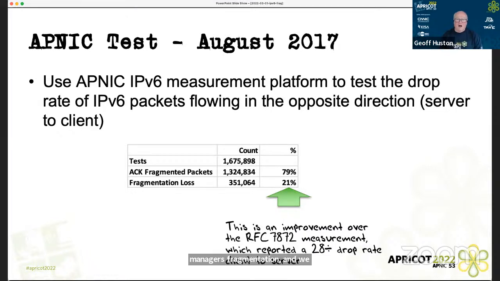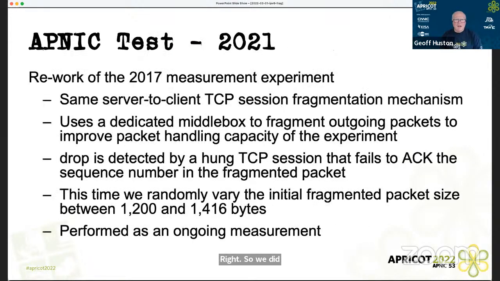And while RFC 7872 said 28% drop, we saw a 21% drop. We're going, well, 3 years have passed. Maybe we're getting better at this, maybe. But we thought we'd come back to it last year, so we did. We're using a subtly different form of experimentation now, but it's very similar.